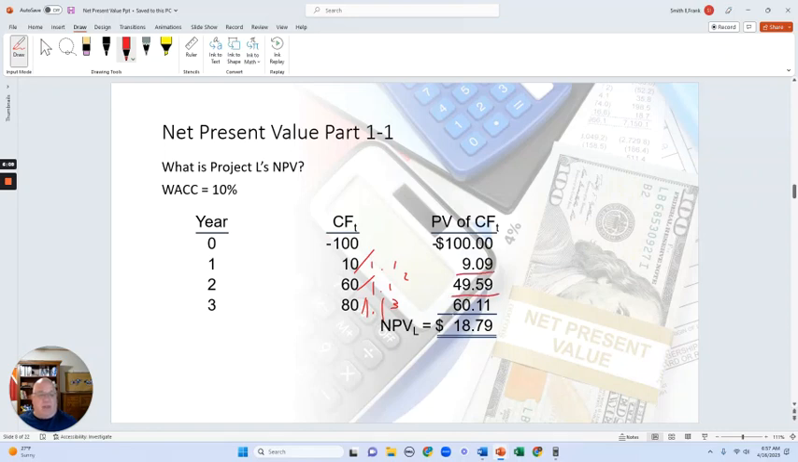And then when you add the positive cash flows to the negative, you find out the project has a $18.79 positive net present value. It means it would add that much value to the firm. And therefore, because it is positive, we would actually want to do that project.